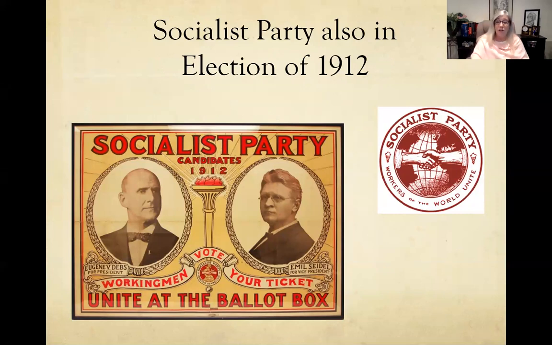Also in this election of 1912, we've got Taft, we've got the Democrat Woodrow Wilson, we've got Roosevelt and the Bull Moose Party, and then we've also got the Socialist Party. Here's Eugene Debs, the railroad labor union leader, who, when he got arrested for interfering with the mail delivery after the Pullman strike, became a socialist. Here he is running for president now in 1912.